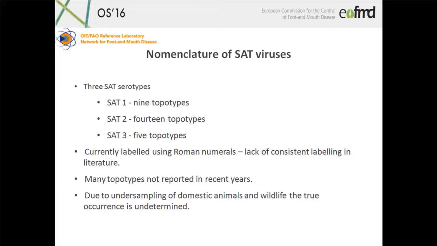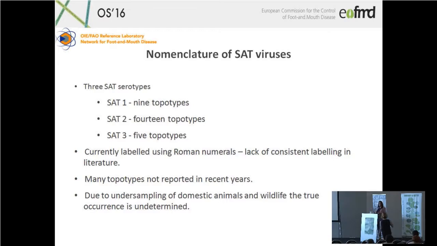As we all know, there are three serotypes, and each of them has different numbers of topotypes. As an example, we can see here that SAT1 has 9 topotypes, but yesterday we heard a talk describing topotype number 10. So perhaps this brings it into attention. So what is a topotype?